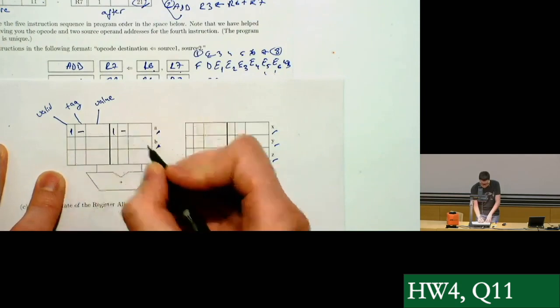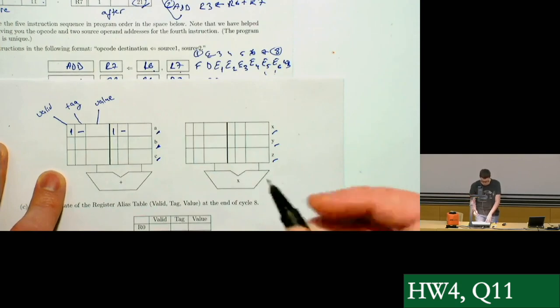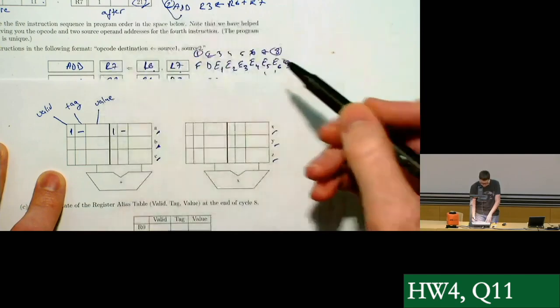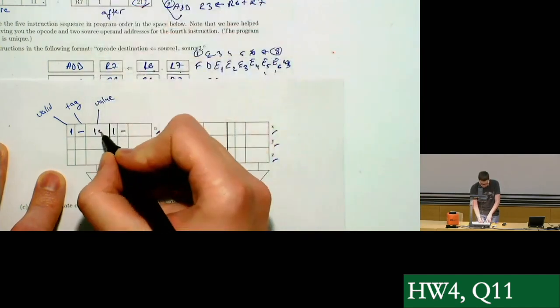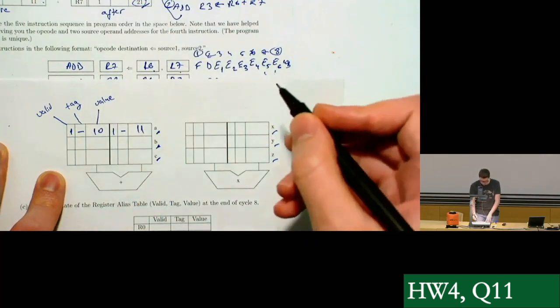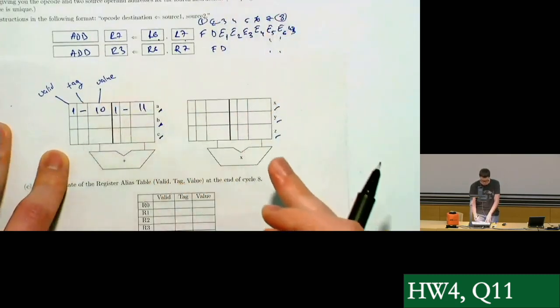We don't have any tag because we are not waiting for the result to come from another reservation station entry, and we have the values. We can just look up from the register file, 10 and 11. So 10 for R6, 11 for R7. Okay, and then the next instruction is add to R3.